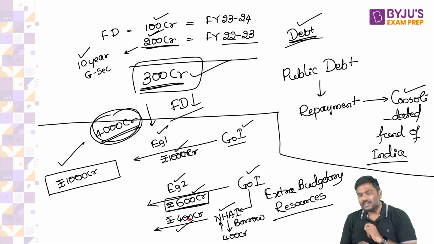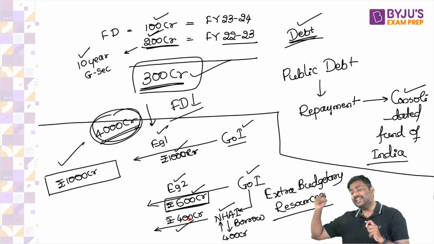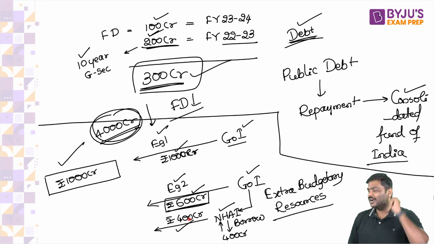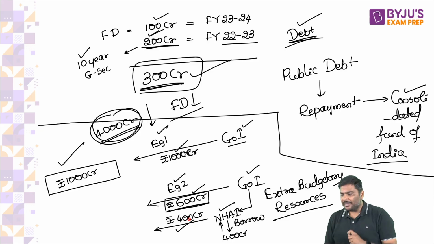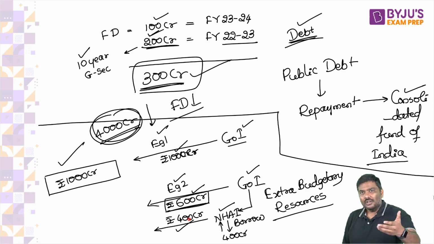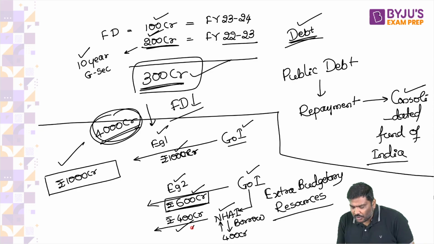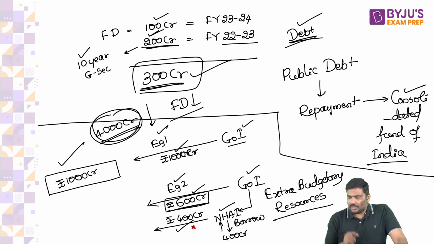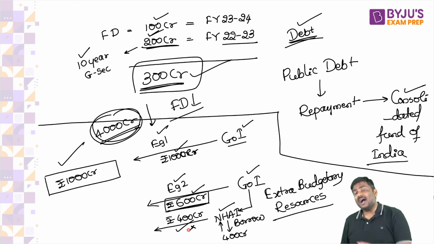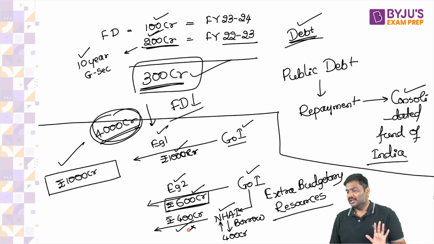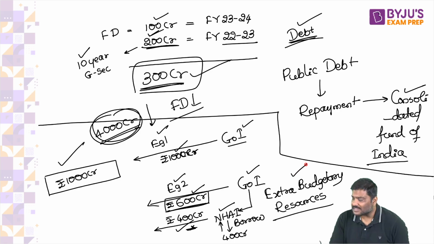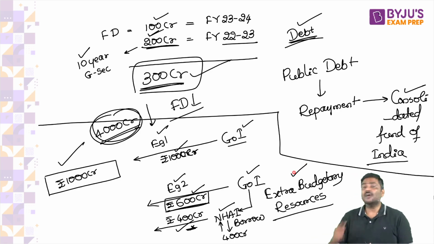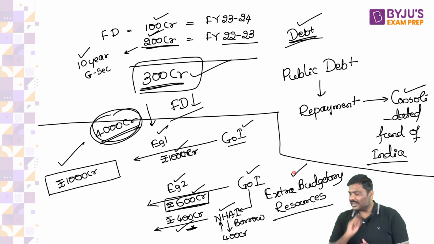Can I say in example 2, Government of India is not borrowing 400 crore? An authority or entity owned by Government of India is borrowing 400 crore. So when Government of India borrows, don't you think this 400 crore is not counted as part of Government of India's borrowing? This 400 crore will be referred to as extra budgetary liability, extra budgetary resources. And the second very important point here.